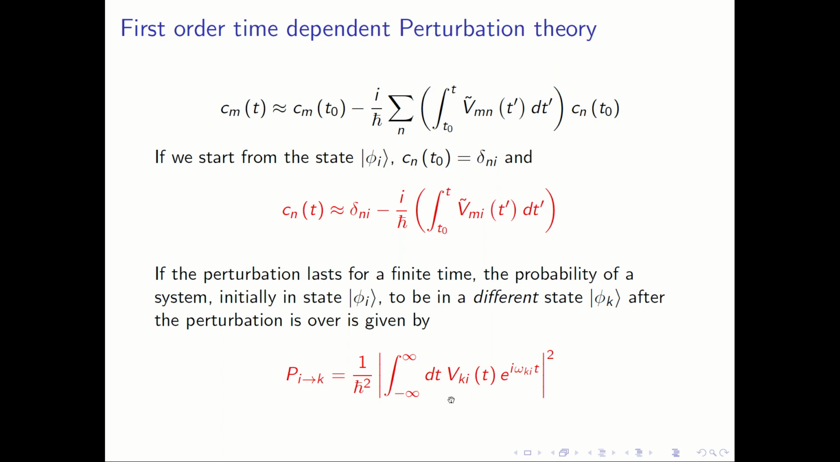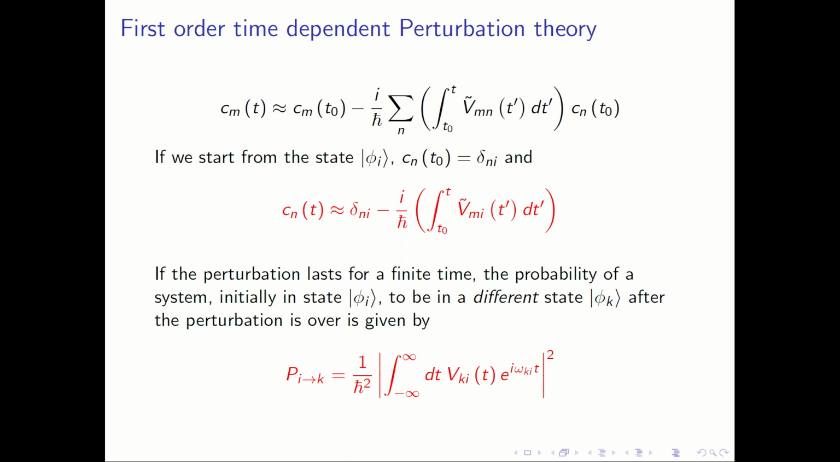And as you can see, the probability of the transition is proportional to the modular square of an integral. And what is critically important is that you have this V_ki of t here. So if the matrix element between the state phi k and the state phi I of the perturbation happens to vanish, at least according to first order perturbation theory, there is no probability of transition to the kth state. Strictly speaking, that's not true, because that's only true in first order perturbation theory.